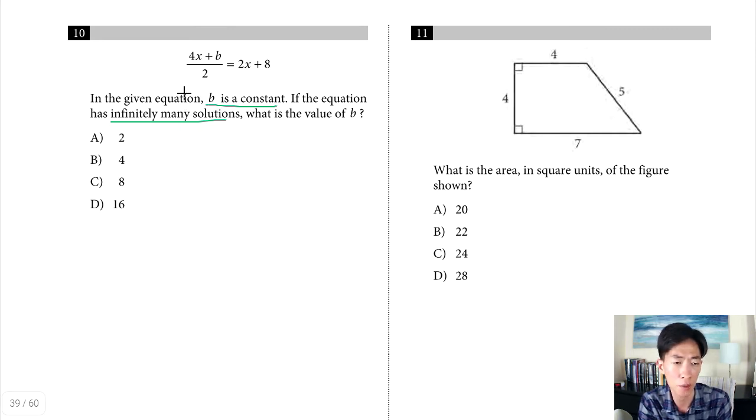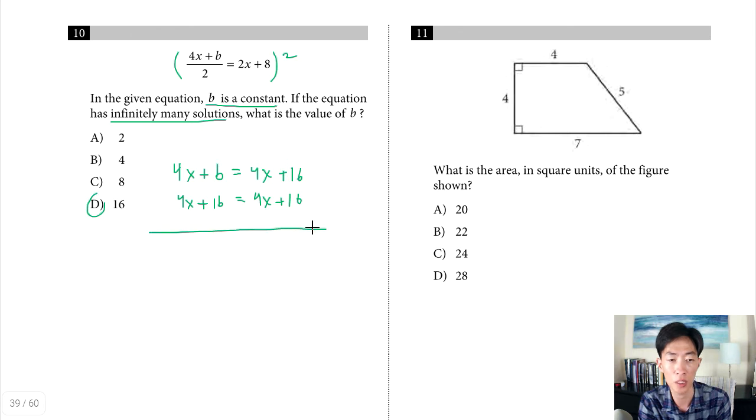So what do I mean? First thing I'm going to notice is that, hey, we've got a 4x over here and a 2x over here. If I multiply the whole equation by 2, I'm going to have 4x on both sides. So that's going to be very helpful. So 4x plus b equals 4x plus 16. And now, for this to have infinitely many solutions, we want it to say the exact same thing. So if b is equal to 16, then the left side and the right side are exactly the same. And that means no matter what value for x that you plug in, the statement is still going to be true. So 16 is going to be our answer.